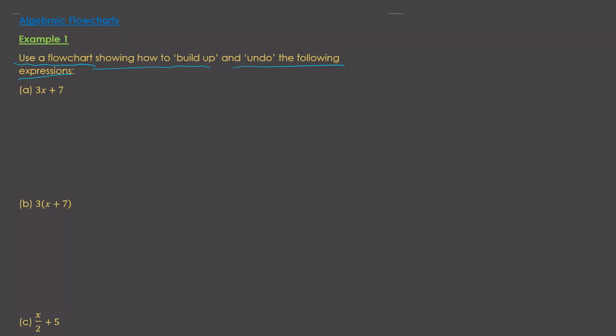some expressions. So if we have 3x plus 7, starting with the x, the first thing that happens to the x is that we multiply it by 3 to get 3x. We then add 7, giving us 3x plus 7.